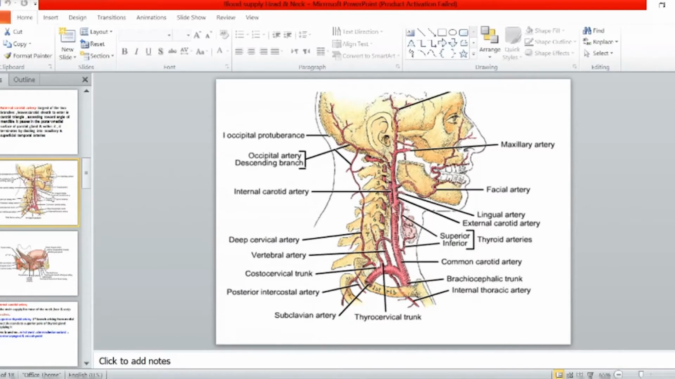So now we have superior thyroid, lingual, facial, ascending pharyngeal, occipital, and posterior auricular: 6 branches arising from the external carotid artery. Then it enters inside the parotid gland, where it divides into 2 terminal branches: the maxillary artery and the superficial temporal artery.